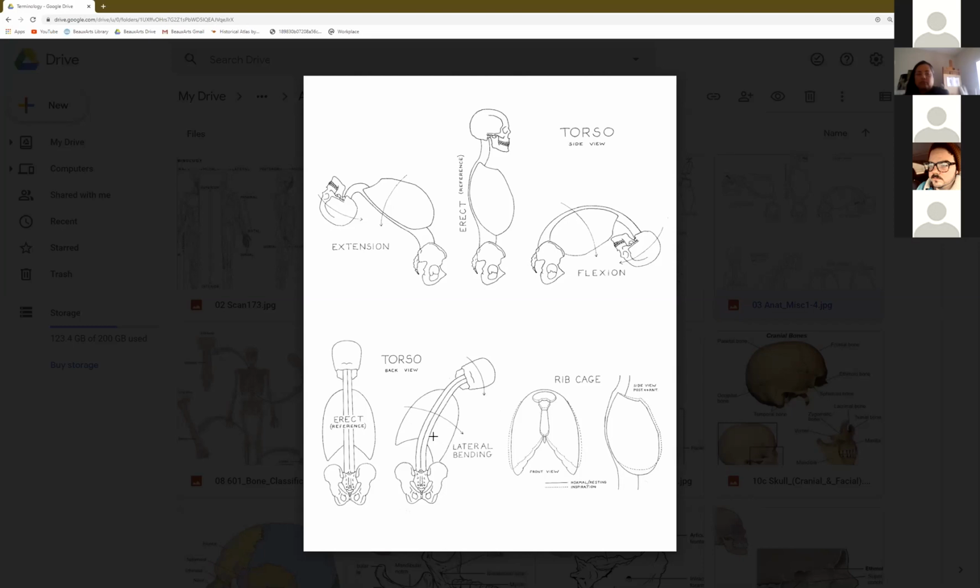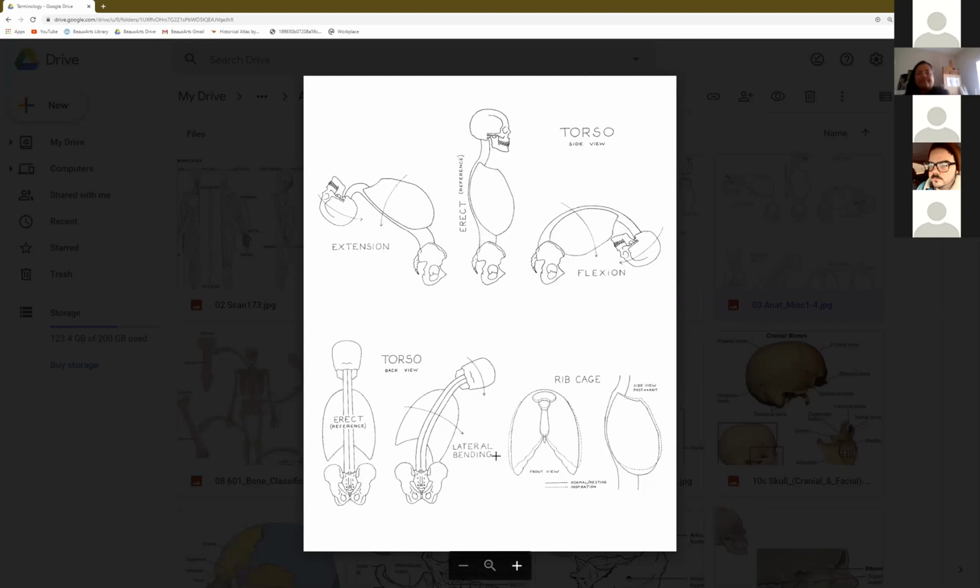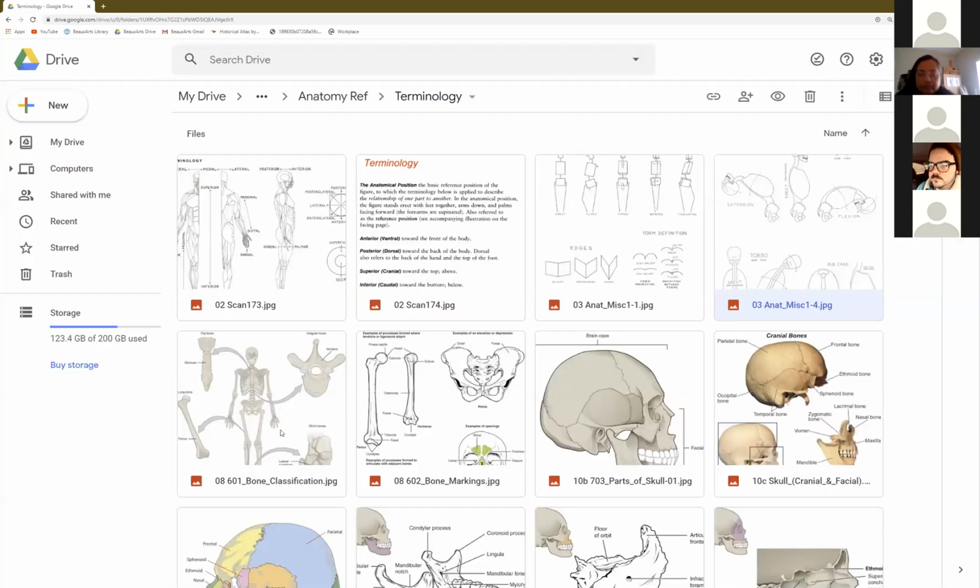So lateral bending, which is called tilting. And that little diagram is just how the rib cage changes when you breathe. Okay.